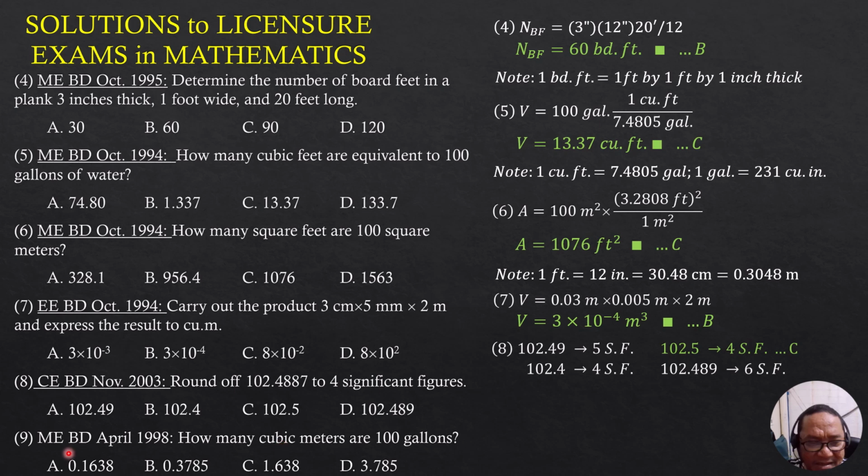Finally, number 9, this came out in Mechanical Engineering Board exam, April 1998. How many cubic meters are 100 gallons? So we proceed with 100 gallons, and we take note that 1 gallon is 3.785 liters. So 100 gallons times 3.785 liters per gallon, then 1 cubic meter is 1,000 liters. So the resulting unit would be cubic meters, and it is equal to 0.3785 cubic meter. So the answer therefore is letter B.